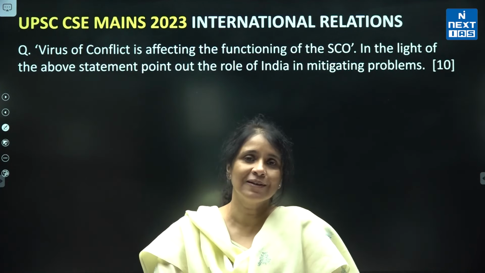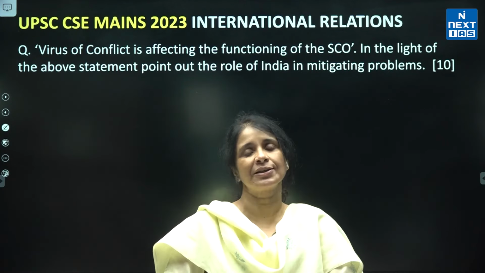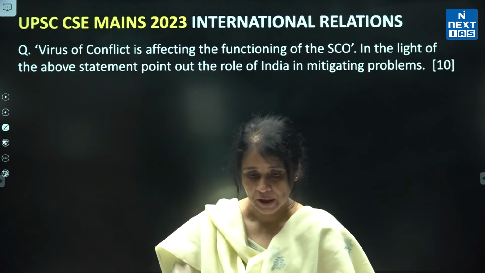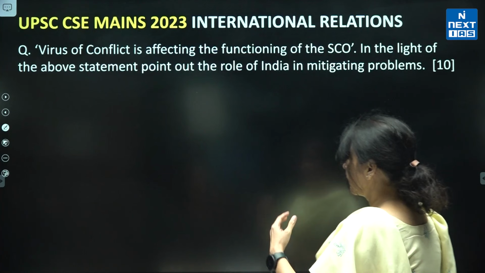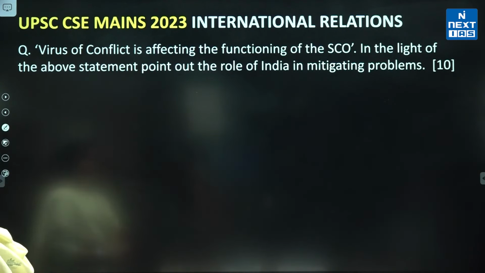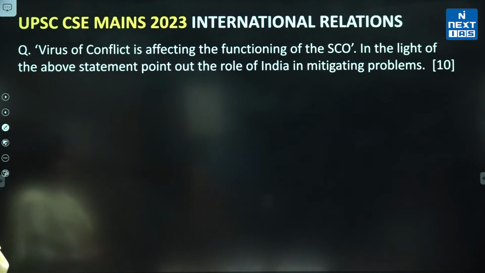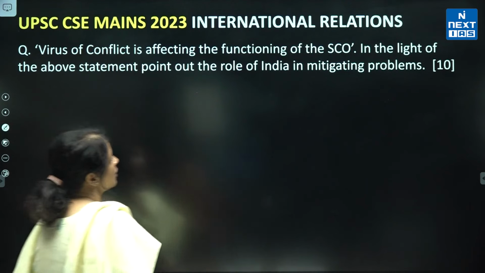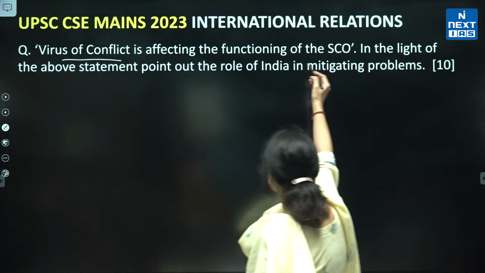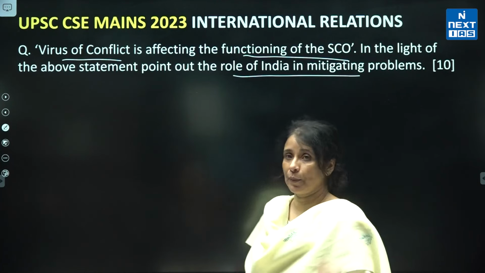So let us quickly see the questions, and simultaneously with each question we are also going to see the trend, and we are also trying to understand why this question might have been asked. So number 1 question is, virus of conflict is affecting the functioning of the SCO. In the light of the above statement, point out the role of India in mitigating problems.